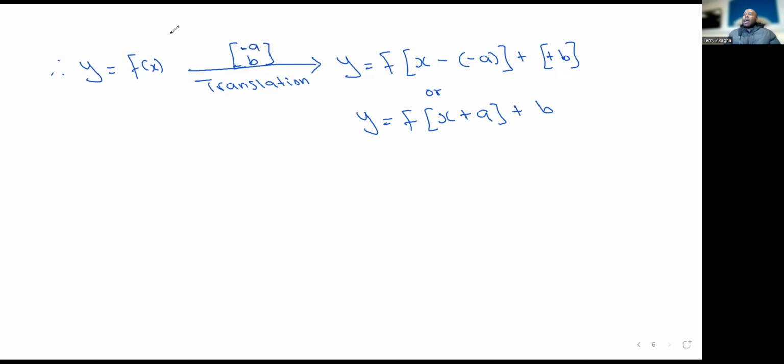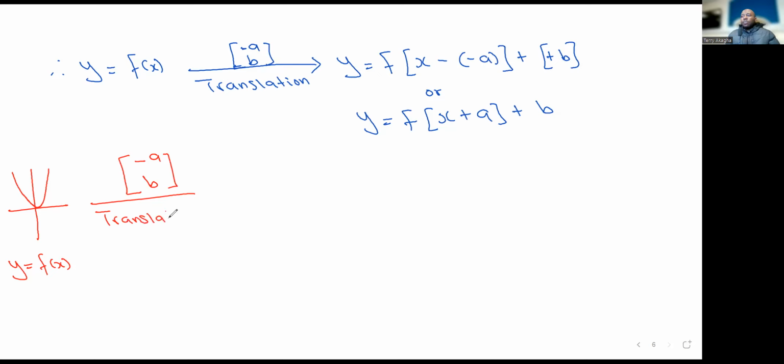So let's pick a graph now. The same thing, we have a graph. This is the graph we have, let's call it y is equal to f of x. It could be any graph. Now this graph is undergoing a translation by minus a and b. Are you seeing it? It's a translation. So what will happen first? Let's start with minus a.